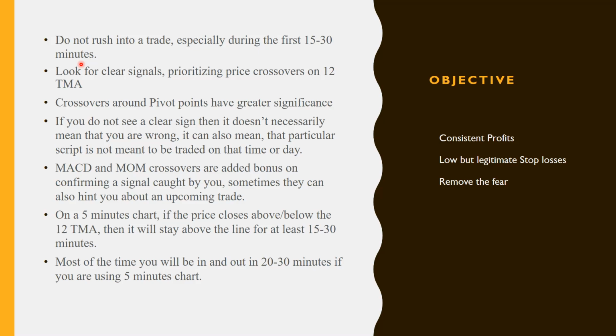Let the market develop, let the story become clearer to you, so that once you read the chart, you can understand what is happening on that particular stock. Look for clear signals, prioritizing price crossovers on the 12 period triangular moving average. Okay, so our main indicator here is the triangular 12 period moving average, but only a crossover is not the confirmation of a clear trade. Okay, you have to look for other things like pivot lines, how the price is acting on pivot lines.